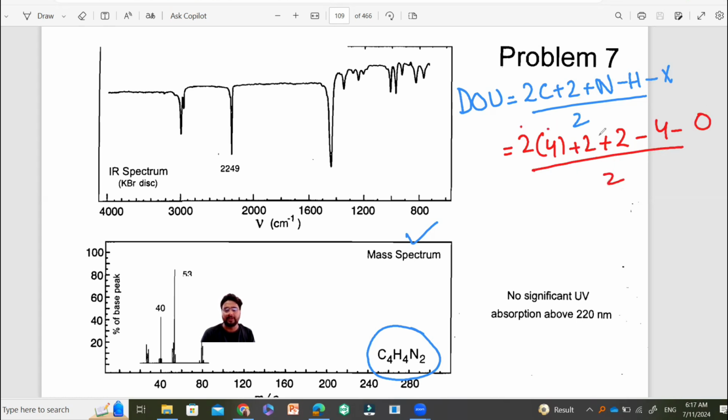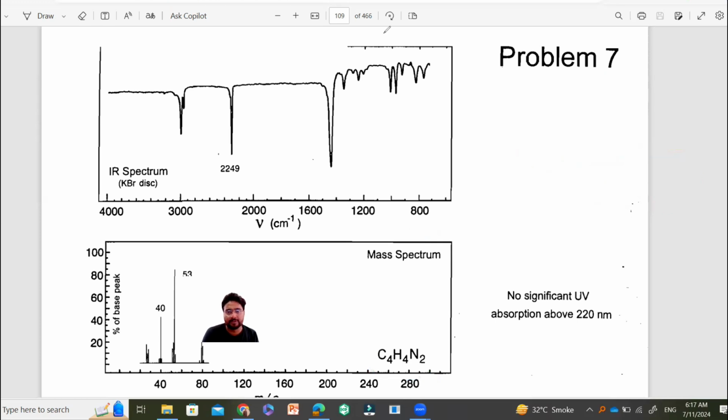So 4 times 2 is 8, 8 plus 2 is 10, 10 plus 2 is 12, 12 minus 4 is 8, and 8 divided by 2 gives the degree of unsaturation, which comes out to 4. It means the degree of unsaturation of this compound is 4, so the compound might contain a benzene ring. Let's see whether a benzene ring or some other functional group is present. Let's keep this in mind.